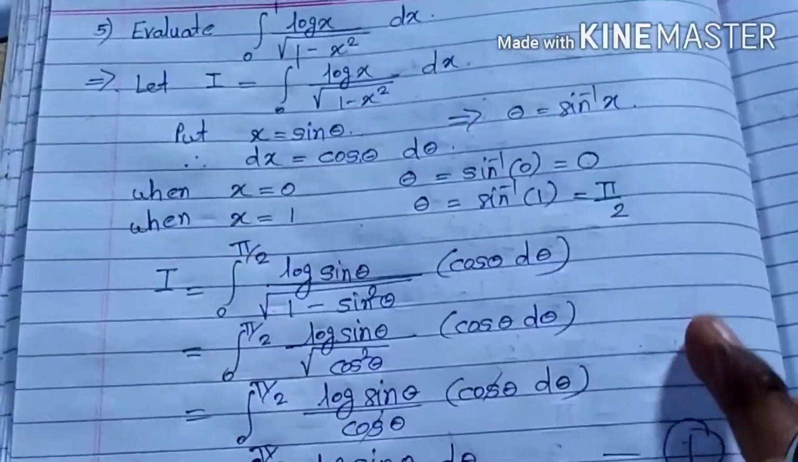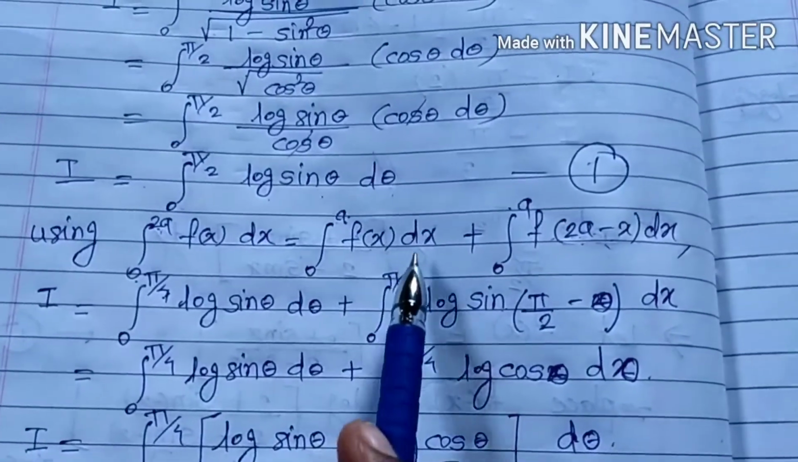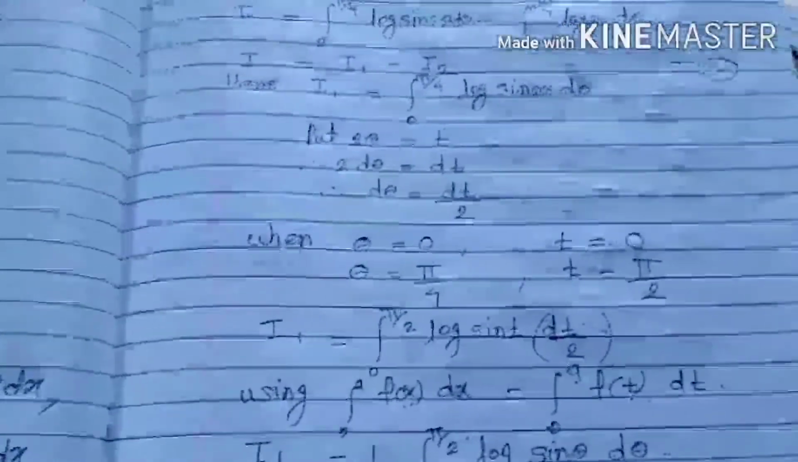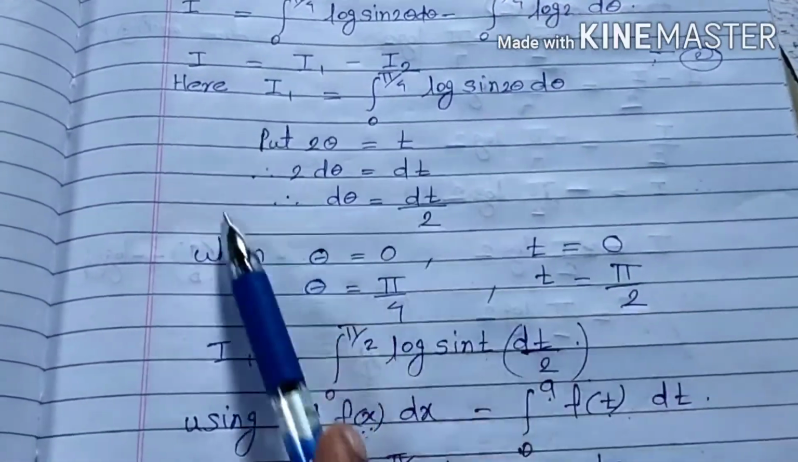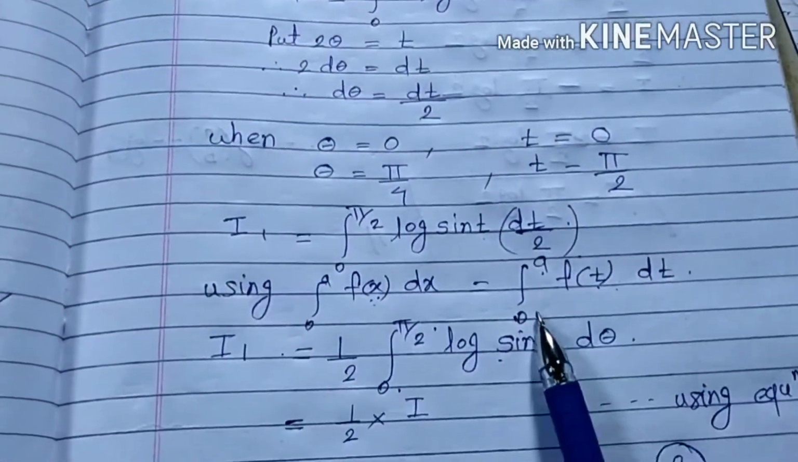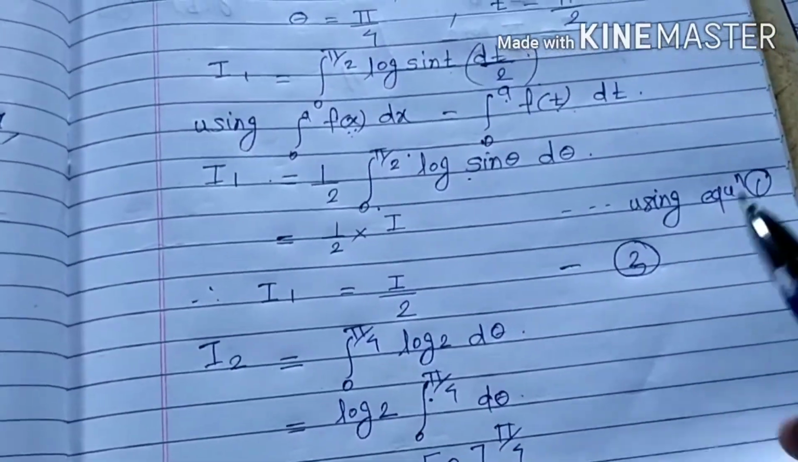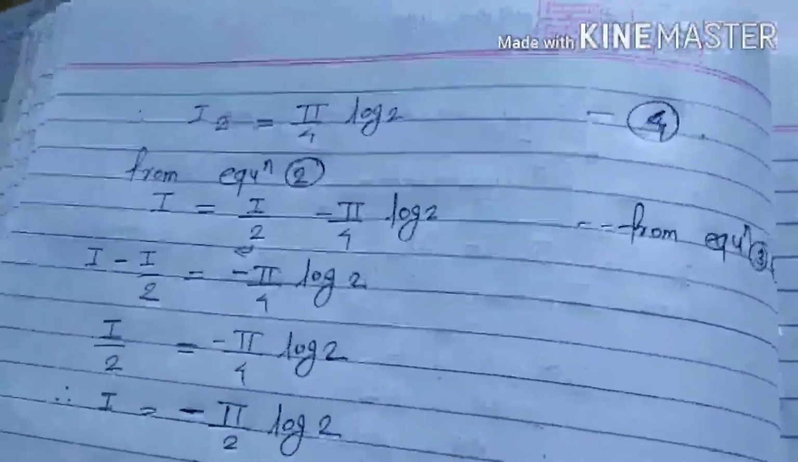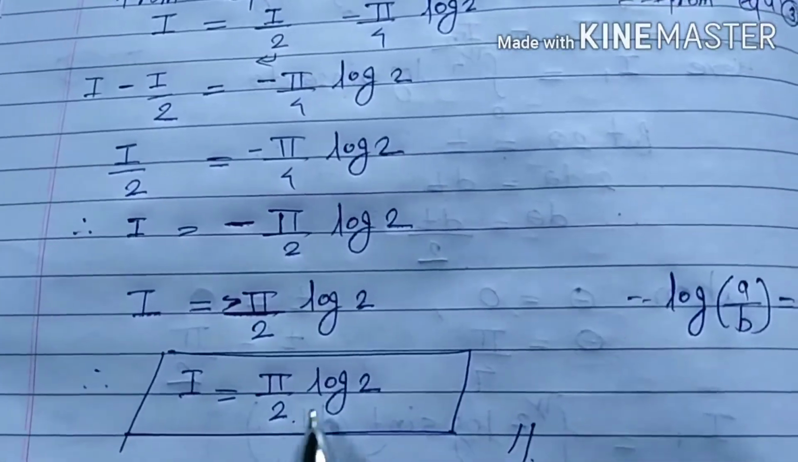You can observe that first we take substitution, then use the property. Next, I is equal to I1 minus I2. Again we put substitution and use the property. Then we get our answer, I is equal to pi by 2 log 2.